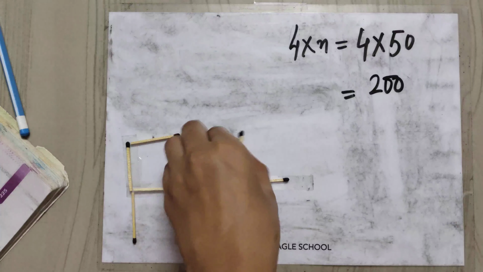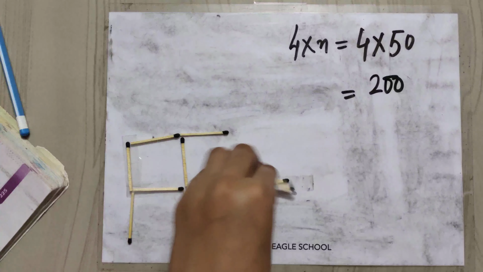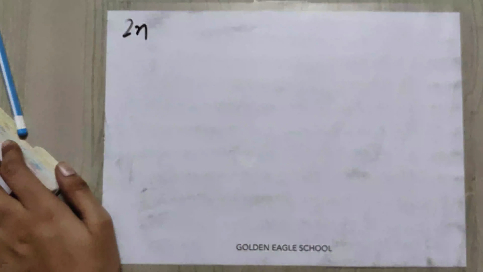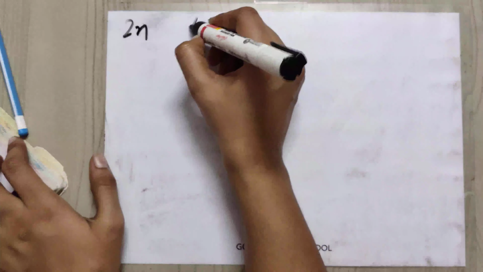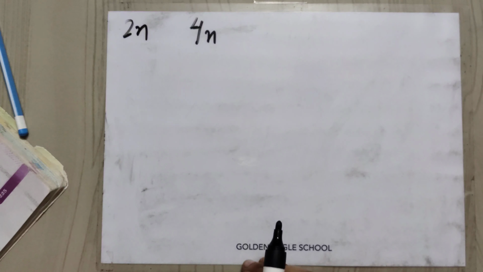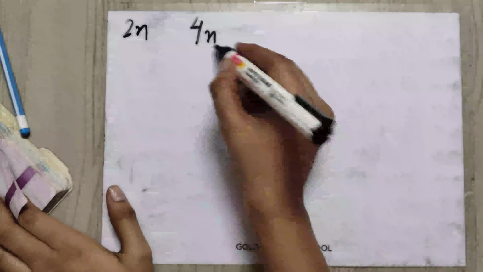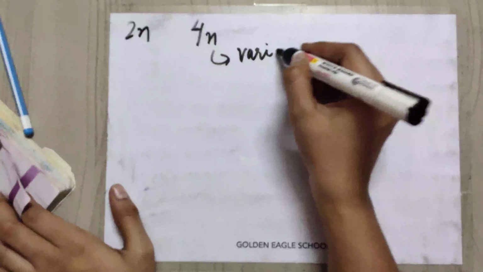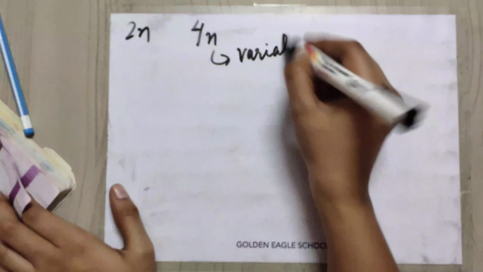So this is how algebra has been used. And it has made the topics easier, and the counting easier. So what we have studied now is that when we were forming L, the number of matchsticks required were 2n. Similarly, when we were forming F, the number of matchsticks required was 4n. Right? So here n is the variable. What is n? Variable. So see, n is an example of variable.